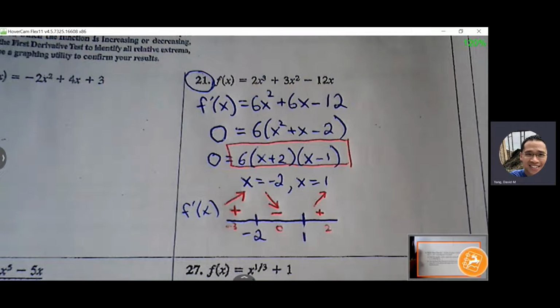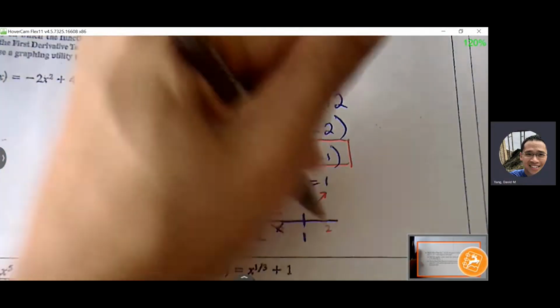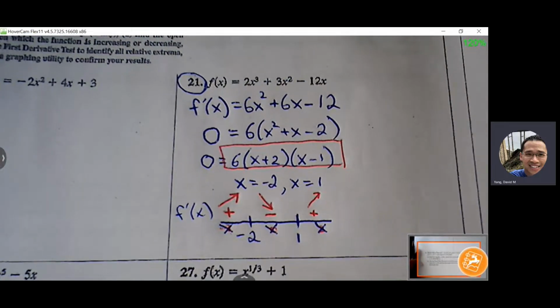Now, as soon as you populate the sign and the arrows, go ahead and make sure that you cross out those test numbers. I still see some of us wanting to involve those test values, but you're not going to involve them anymore. The only purpose is to fill out the signs. After that, you're only relying on infinity, -2, and 1 for all your statements.